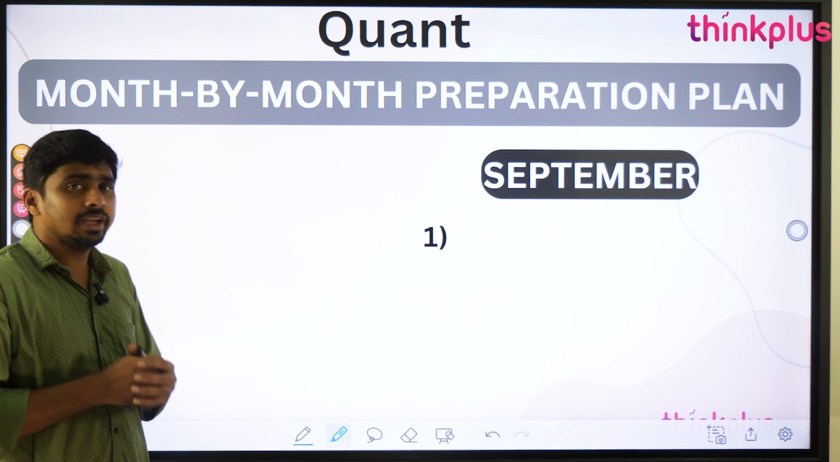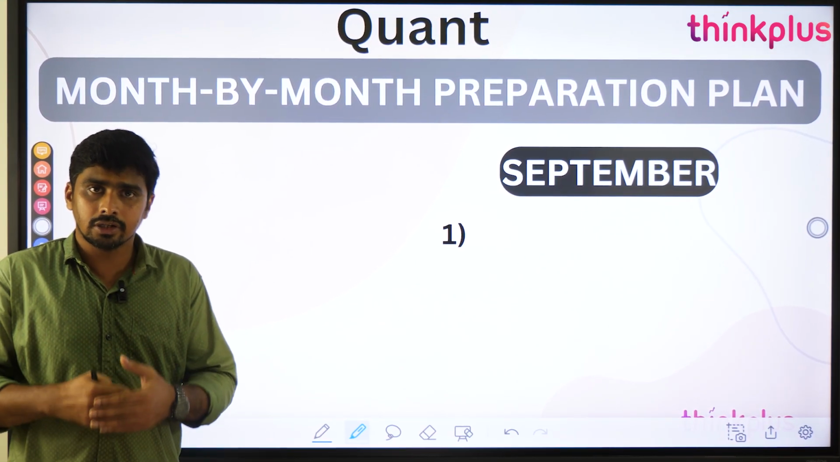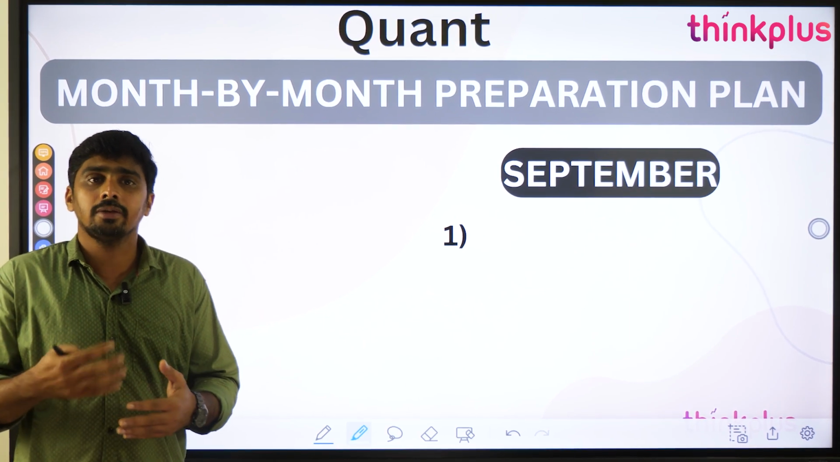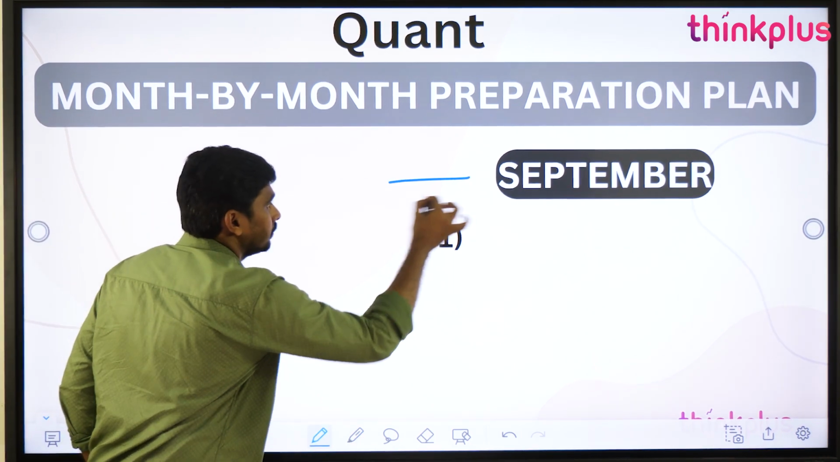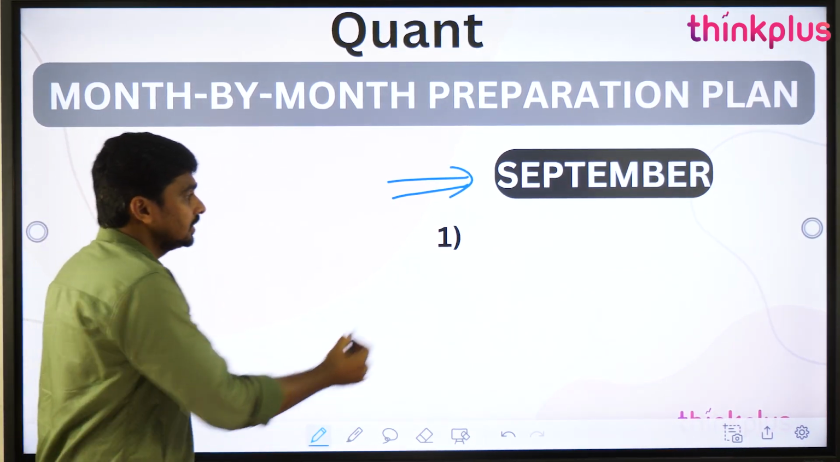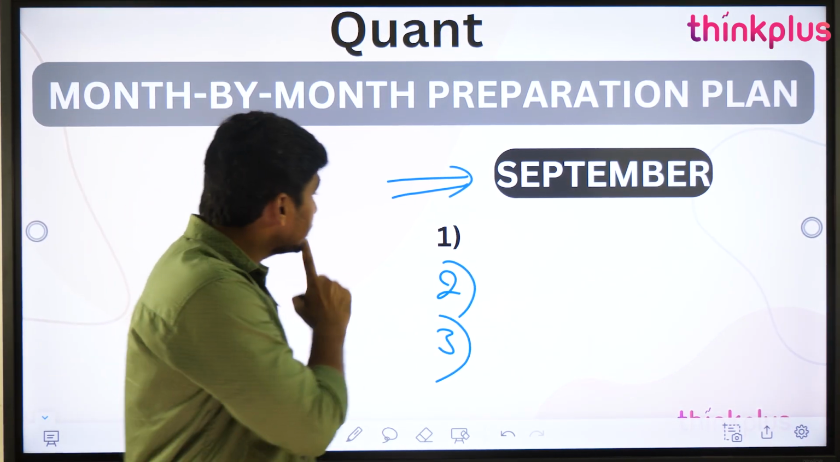I'll show you how to make a plan for IPMAT Rohtak. As I mentioned, September, October, November, December, January. So 5 months time. I'll show you for 1 month. Let's say that you're starting your preparation in the month of September. What you can do is pick up 3 chapters of your choice based on the scores.